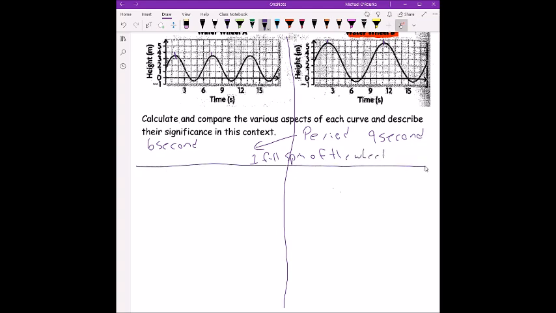Perfect. Okay, let's do max here. My max looks about, my max is 5.5. I go to the top and I go over. What's your max look like? 3.5. Good. So what's that mean in terms of real world? What does 3.5 mean? What's your 3.5 and my 5.5 mean?